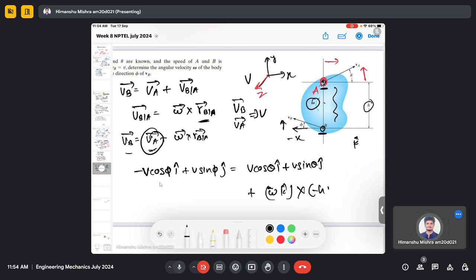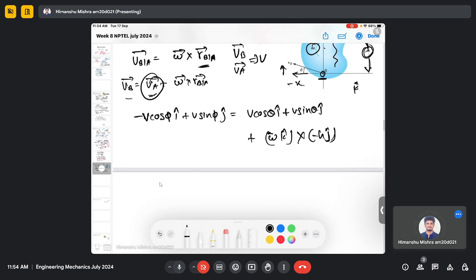Which is minus HJ. So my H in the y direction. It's a vertical direction. It is in the y direction. So this is the y component, right? So this is my equation. So I have to write down the equation in the vector form, which has both x component as well as the y component.